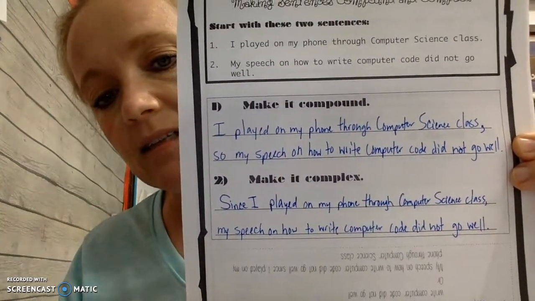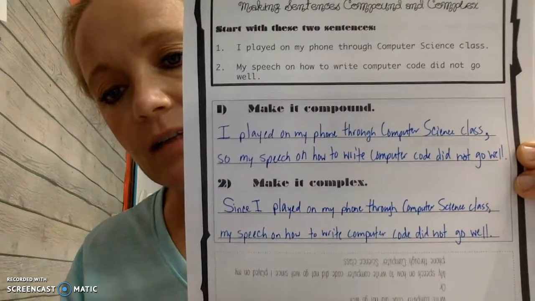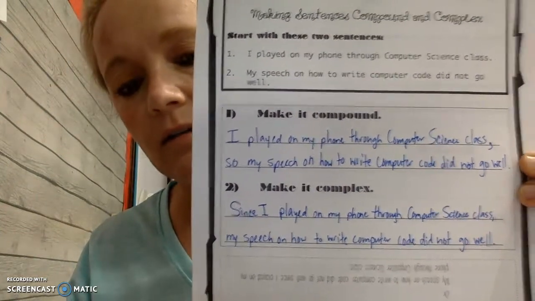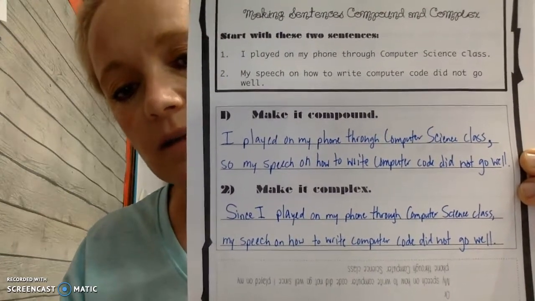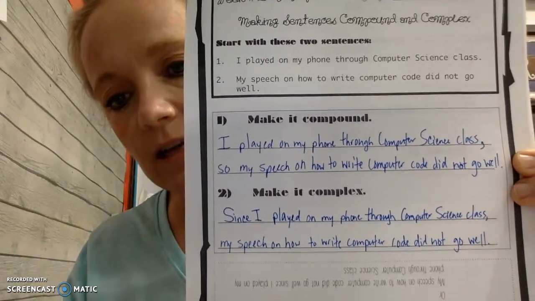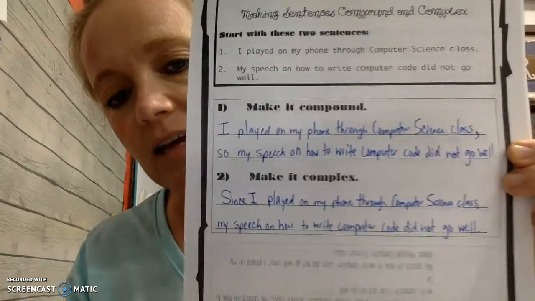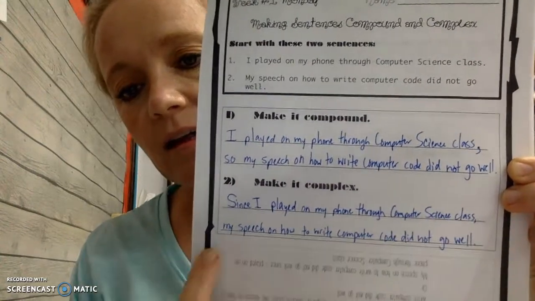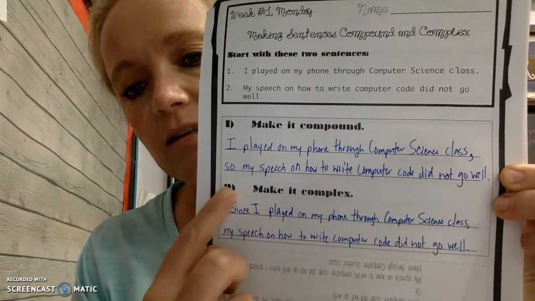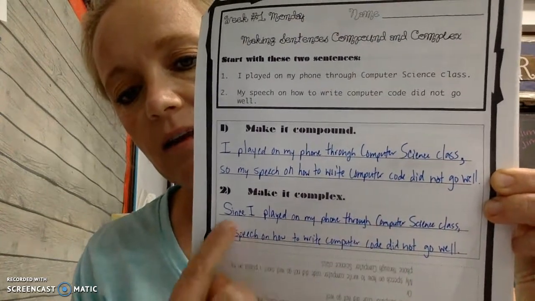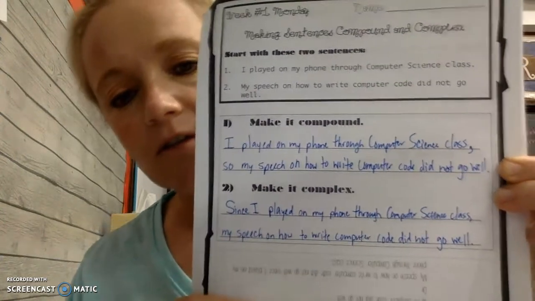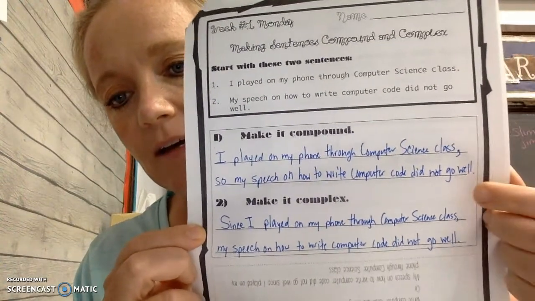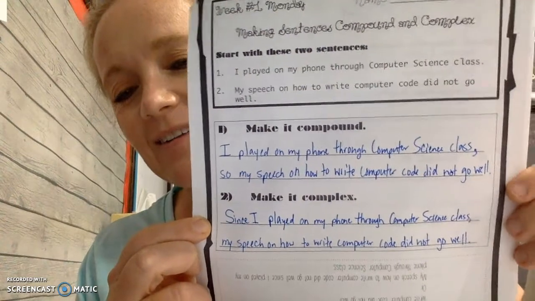And we said, since I played on my phone through computer science class, comma, my speech on how to write computer code did not go well. If I start a complex sentence with a subordinating conjunction like since, I have to say since all of this, comma, then all of that. Because of all of this, comma, then all of that. So if you start with a subordinating conjunction at the beginning, you do need a comma right there to separate the two ideas.